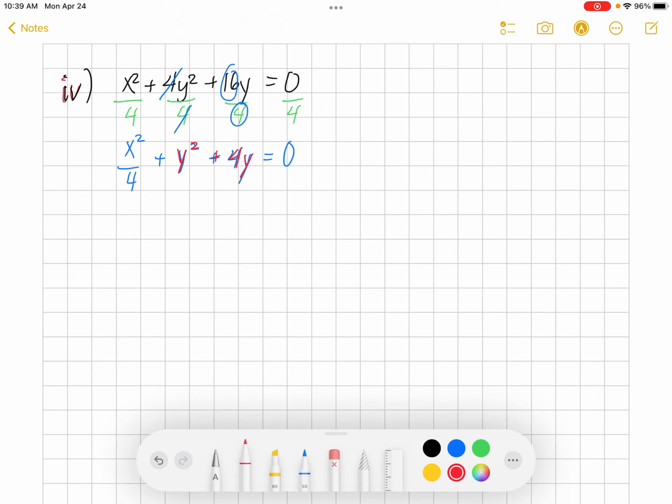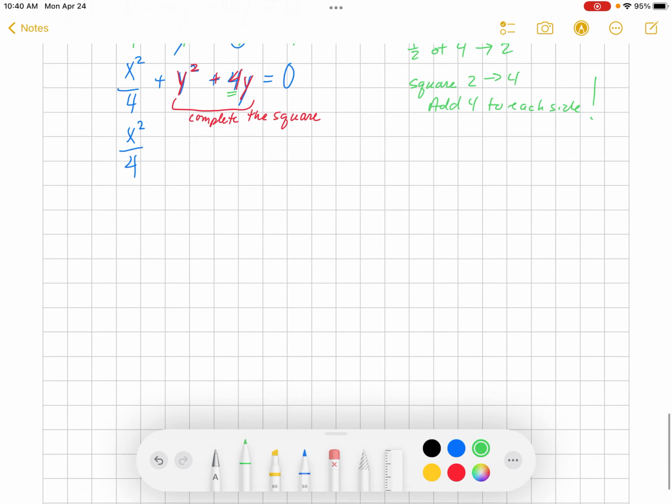So now we notice that we have this y squared plus 4y. We have a y squared, and we have just a y term. So anytime you get that, you want to complete the square when you're doing these ellipses. So we're going to keep the x squared over 4, but I want to complete the square for the y squared plus 4y. To do that, I'm going to take 1/2 of 4. 1/2 of 4 is 2. And then I'm going to square that. That's 4. And I'm going to add that to both sides. Add 4 to each side.